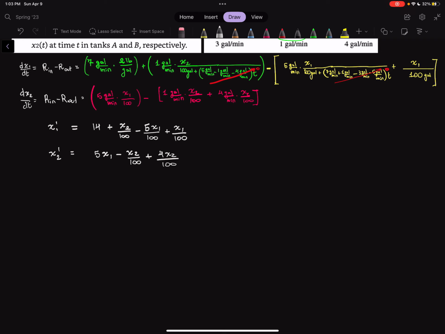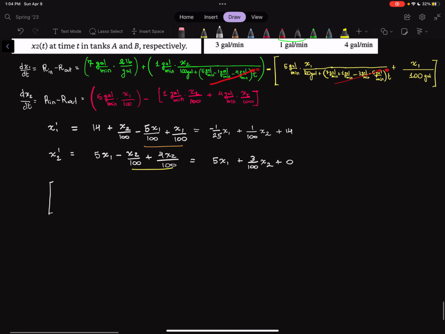So now I can simplify similar terms like this and this, and I can rewrite this, writing the x1 first, as negative 4 over 100, which becomes minus 1 over 25 x1 plus 1 over 100 x2. Don't forget that 14 at the end. And then here we have 5x1 plus 3 over 100 x2 plus 0.